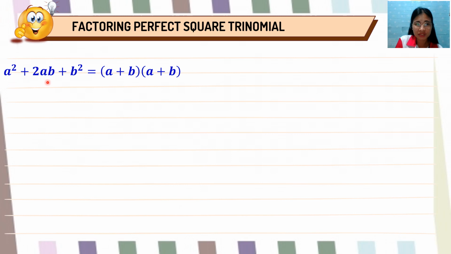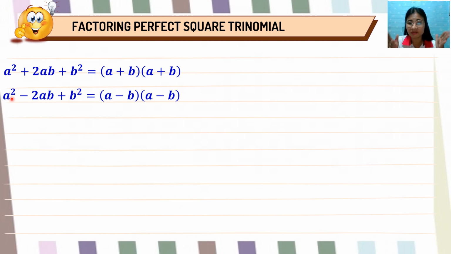a squared plus 2ab plus b squared, and that can be factored as the quantity of a plus b times the quantity of a plus b, or that is the quantity of a plus b squared. And if the operation of the middle term is subtraction, meaning in our factor the operation involved is also subtraction. Now, how are we going to solve problems related to that one?